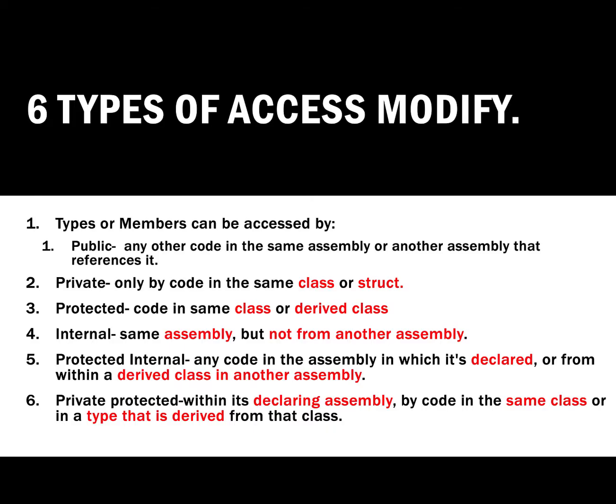There are 6 types of access modifier. 1. Public. 2. Private. 3. Protected. 4. Internal. 5. Protected internal. 6. Private protected. Let me explain these access modifiers with examples in Visual Studio.